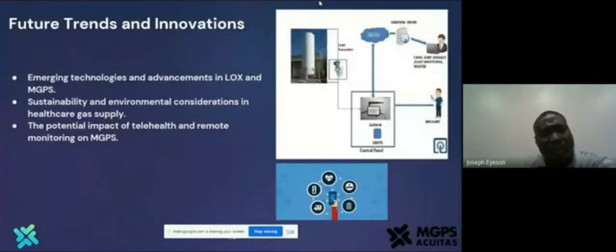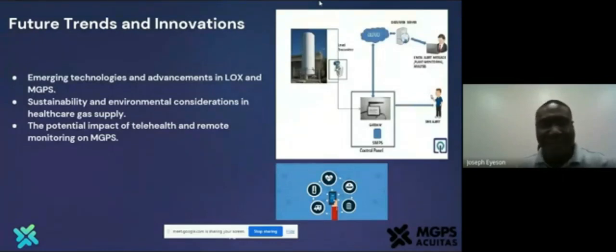When it comes to LOX, we also have to think of the future. What is the future? In this part of our world, we know how important it is that COVID came and showed us so many things. We've encountered the need for oxygen through concentrators, through PPE systems.